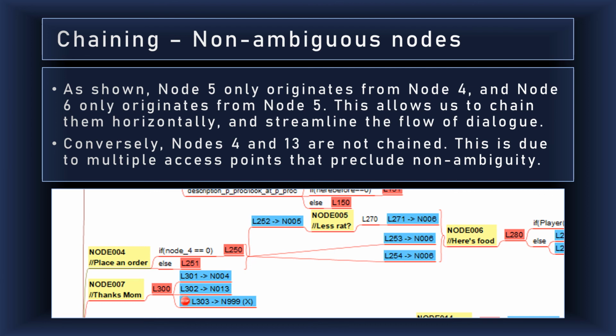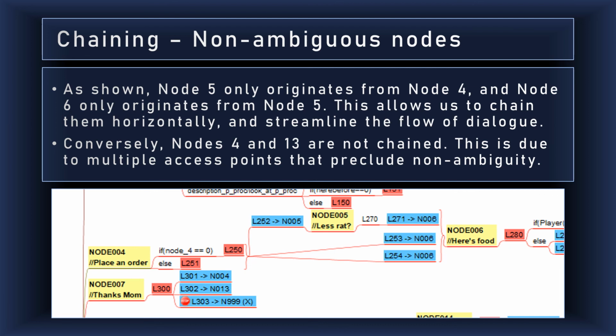Node 5 can tie back into node 6, as can 2 of the origin points coming off of node 4. So the only place you can get to node 6 is from node 4 or node 5. Node 5 can only come from node 4, so we can use that nice summary node to tie node 6 together. This allows us to chain them together and streamline the flow of dialogue.